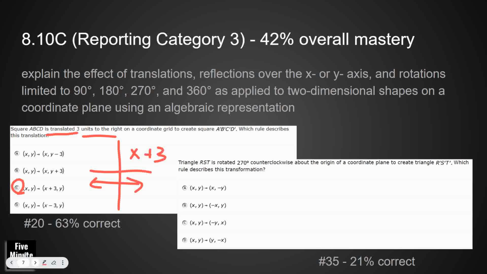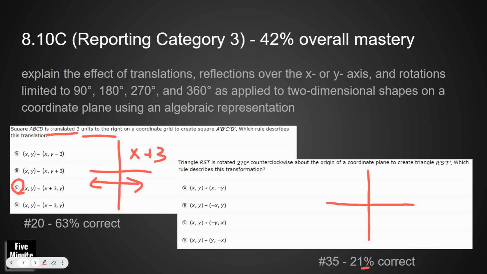That's the tricky one. It's these rotations of the 90, the 180, the 270. Now, this is one in which students just need to memorize. You see we're at 21%, so this is even less than guessing. So students were trying. We would have gotten a better percentage if we just guessed.